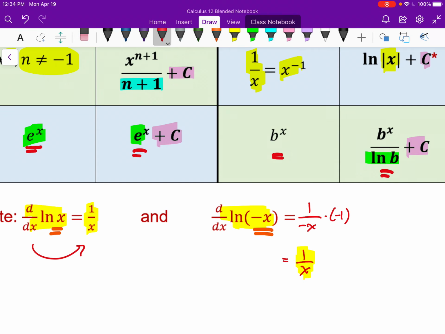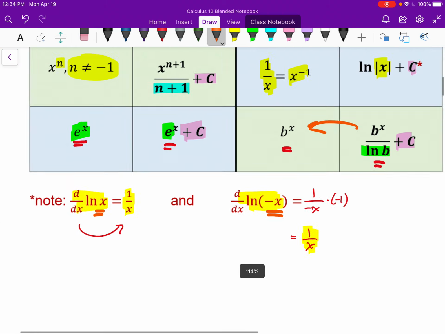And again, if you're unsure about any of these, just look at them this way. Just use all the many things we've learned about differentiating, and it'll prove that they're correct. And again, that constant, any number, will always come to 0 when you differentiate.